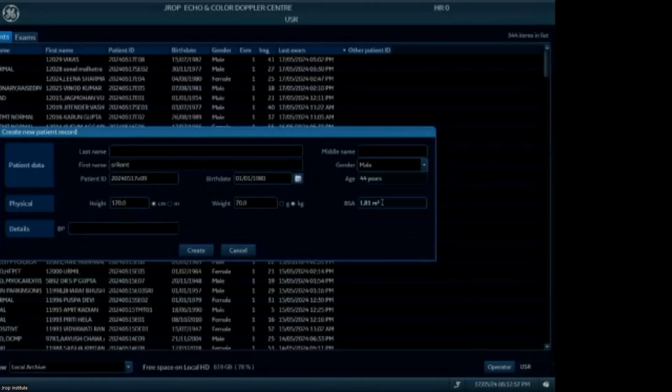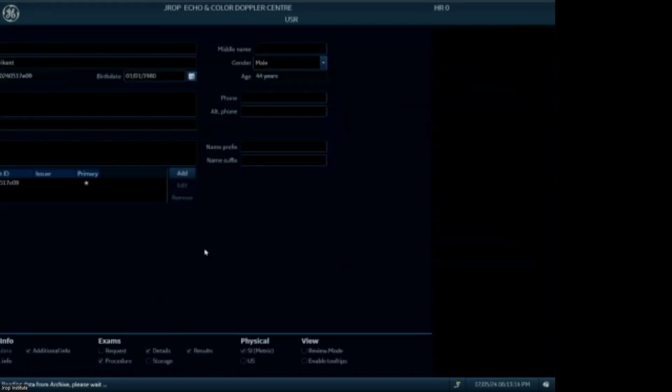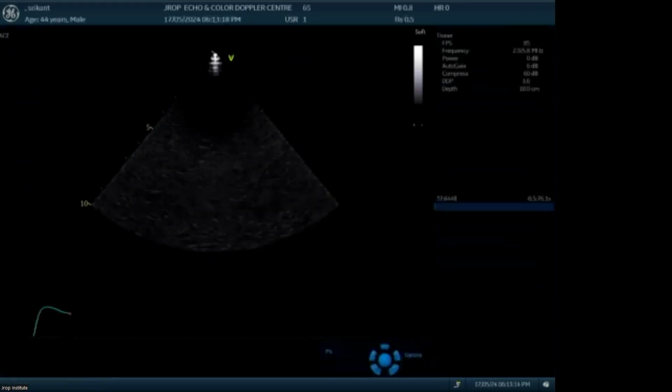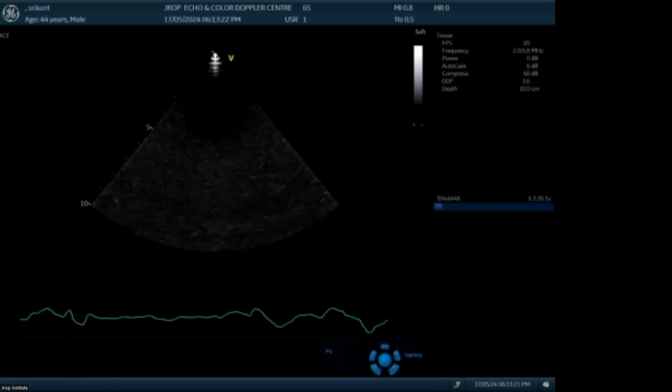And look, this is what has exactly happened on the screen. We have height, weight, body surface area, and everything formulated on the screen. We can put in a blood pressure, like his blood pressure is 130 by 80 millimeters of mercury, and then we create a new patient record. Now we are all set for evaluation dates.